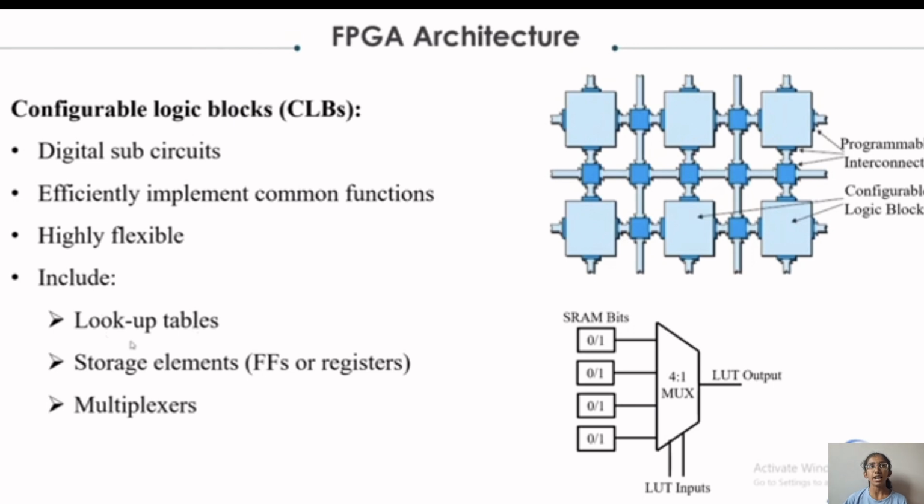This is the FPGA architecture, the configurable logic block, CLBs. As you saw first, these are digital sub-circuits that efficiently implement common functions and are highly flexible. It includes the lookup table and the storage element, that is flip-flops and registers, and a multiplexer. As you are seeing, the SRAM bits are 0 1 0 1, and they are used in the 4:1 multiplexer.